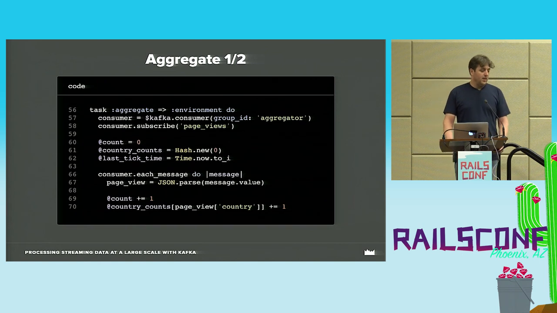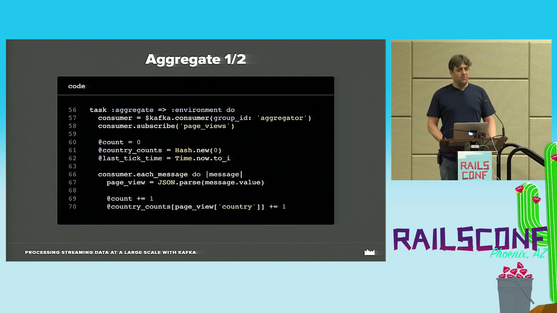So this, again, we have a consumer. So we're now actually consuming the page views. These contain the JSON hashes. And we set up some storage. This is from line 60 to 62. So on line 61, there's a country counts hash. And it's a normal Ruby hash. It uses the Hash.new(0) syntax, which means that if no value is present in the hash for a certain key, it will actually end up being the value 0 instead of nil.